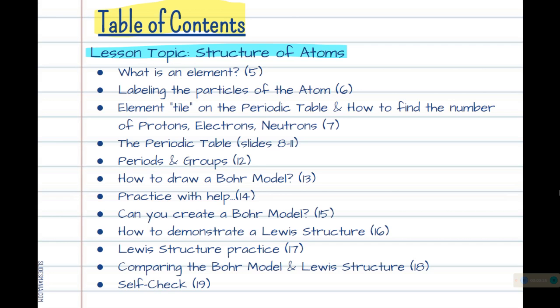So the first thing we're going to learn about is what is an element. We're going to label different parts of the atom. We're going to learn about the periodic table, what periods and groups are, how to draw a Bohr model of an atom, and then we're going to practice.